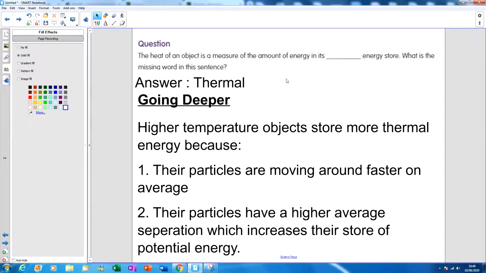So some points to remember here. Higher temperature objects store more thermal energy because, firstly, their particles are moving around faster on average. So they have a higher amount of kinetic energy in their store. Secondly, the particles have a higher average separation, which increases their store of potential energy. So in a gas, the particles are more separate, and that means that they've got a higher store of potential energy. So again, we can see that out of most questions, the underlying understanding is just a few key core points that you need to have learned.